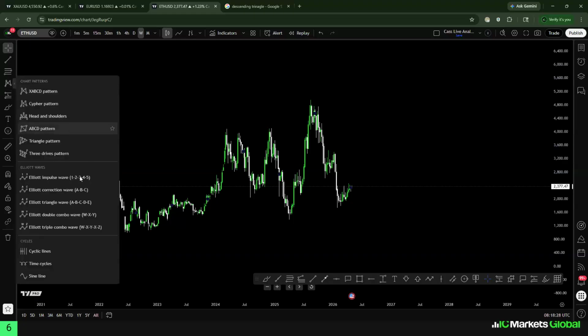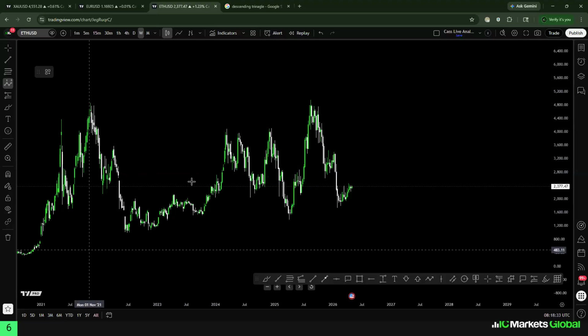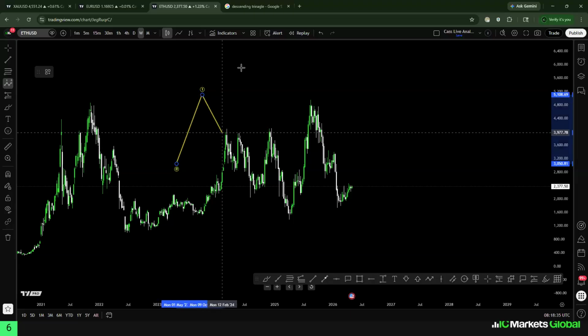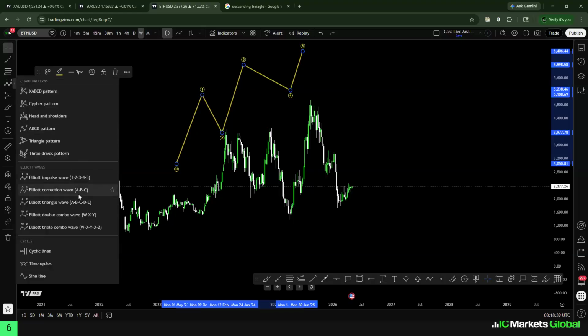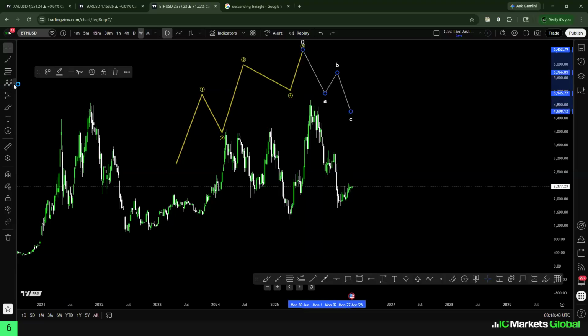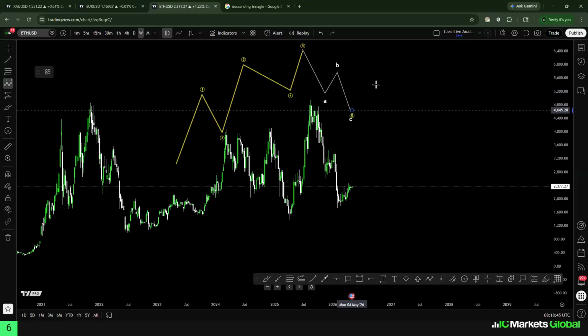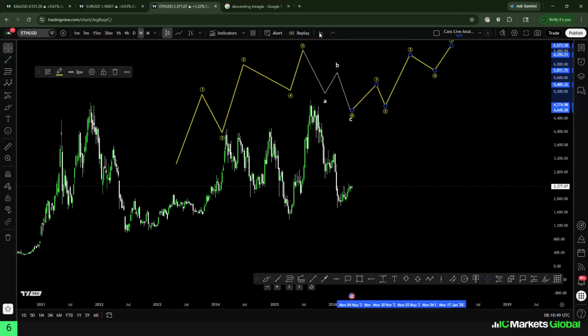For those who don't know what Elliott wave is, this is Elliott wave. Elliott wave is basically this guy, Mr. Elliott, who noticed that charts are constantly moving in a five-wave pattern. Following a five-wave pattern, he noticed that it moves in an ABC in the other direction. After the ABC, he noticed that it will move in a five-wave pattern again in the correct direction.